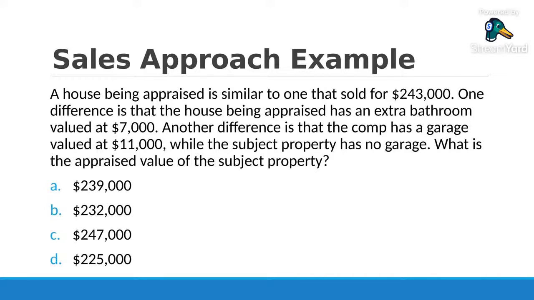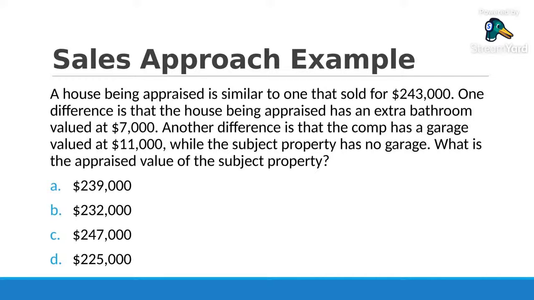Okay, so the one that sold for 243, that's our starting point. Now the house being appraised has an extra bathroom, so it's better than the comp. So that means we're going to add, right? And then the other thing it says is the comp has a garage, but we don't have a garage. So the comp is better, so we're going to subtract. So to find our answer, we would have to add 7,000 and subtract 11,000.